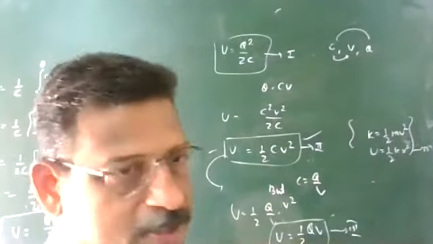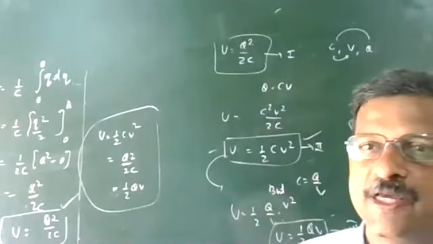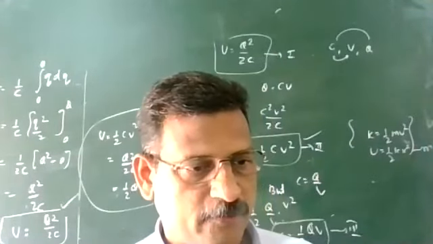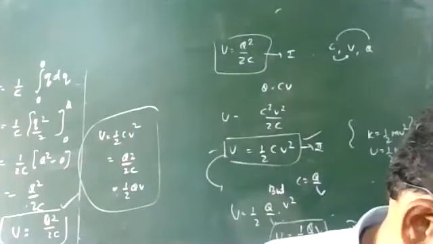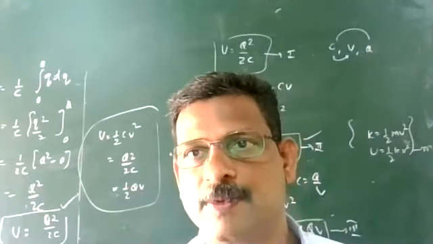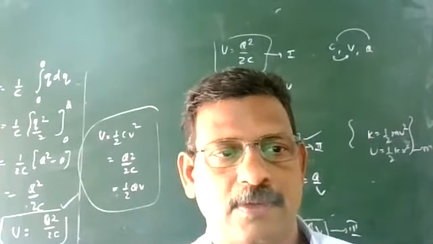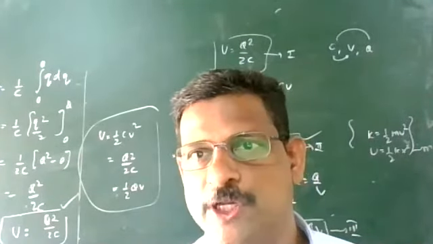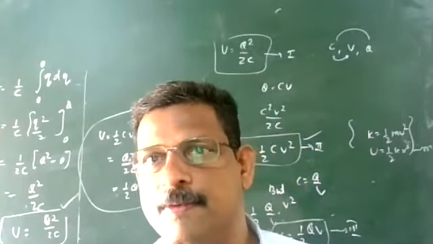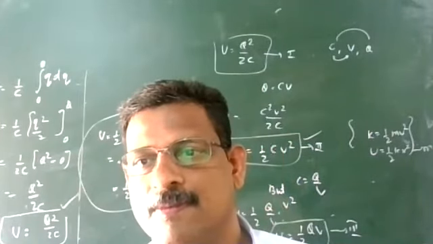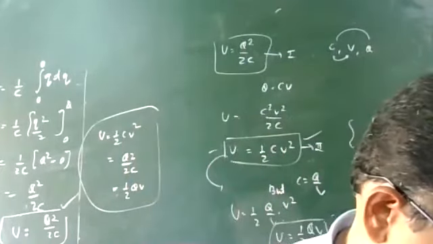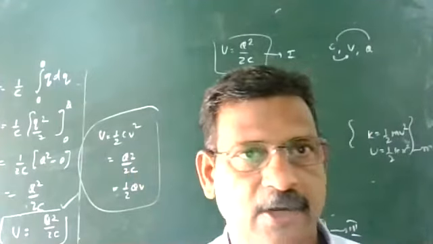So the capacitor is an arrangement to store electrical energy and charge in a small space. These are the points for this. All of you write these equations 5 times in the copy just now: half CV square, Q square by 2C, and half QV.